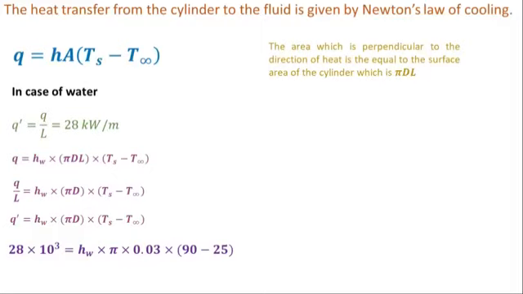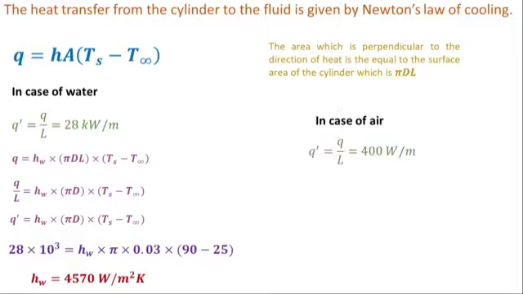In case of water, the heat loss is 28 kilowatt per meter, which is 28 × 10^3. We have to find the value of hW. Pi is constant, diameter is 30 millimeter, so it will be 0.03 meter. Ts is 90 degrees centigrade, and T∞ is 25 degrees centigrade. When we solve this for convective heat transfer coefficient for water, it comes out to be 4570 watt per meter square Kelvin.